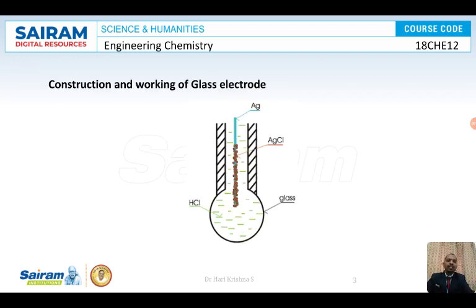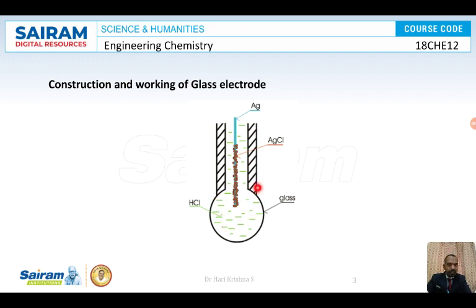Asymmetric potential is nothing but, as I told you, since the H plus ion concentrations inside the bulb and outside the bulb are different, an ion exchange reaction occurs. This ion exchange reaction occurs until the H plus ion concentrations inside and outside the bulb become equal. Once they are equal, this ion exchange reaction will not occur and the potential should be 0. But in practice, even when the concentrations of H plus ions inside and outside the bulb are equal, we can observe some potential across the boundary, and that potential is called the asymmetric potential.